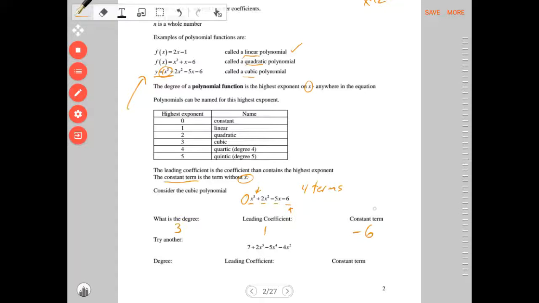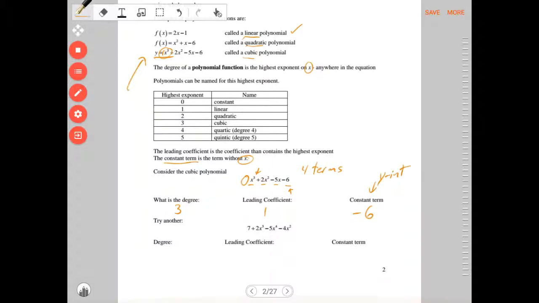Remember, the constant term is important because that is always going to be the y-intercept on the graph. Great. Okay, so now we have a different example. Ooh, look at this one. Tricky, tricky. Okay, this one is not in order. And we do see those every now and then, so you have to pay attention.